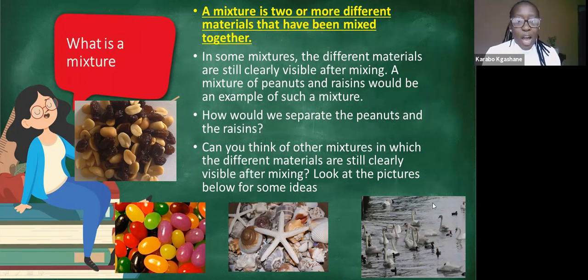All right. Are we all okay with this slide? And any questions about separating mixtures? So remember, a mixture is different materials put together and they're still very, very clearly visible. You can still see the green jelly beans and the orange jelly beans. You can still see the raisins and you can still see the peanuts. All right, those are mixtures that are clearly visible. 100%. We're going to move on now to the next slide.